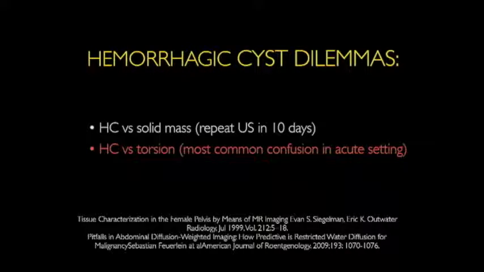So other dilemmas with hemorrhagic cyst, as we talked about, is it a solid mass or is it truly a hemorrhagic cyst? If you're uncomfortable, you could follow this up. You don't have to wait for 4 to 8 weeks. You could really do a follow-up in 3 days, 10 days, and if you see change within it, you're reassured that this is a benign process. But the most confusing thing tends to happen when you don't know whether it's a hemorrhagic cyst versus torsion.